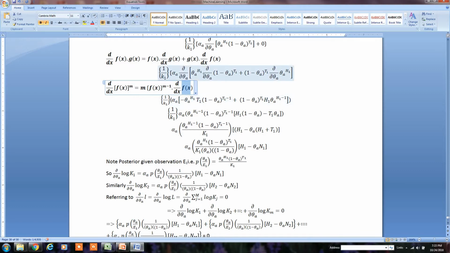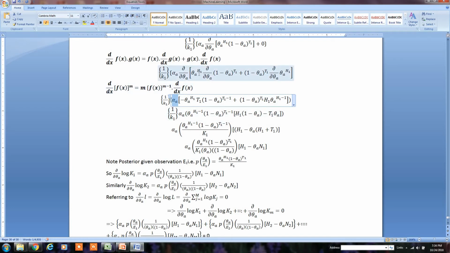Now let us map this to this one. So this is the function of x, assume this 1 minus theta a is function of x to the power m, and in this place the function of x is theta a and to the power h1, that is mapped to m here. So let us work out this one. 1 by k1 comes as it is, alpha a comes as it is. Now let us differentiate this one.